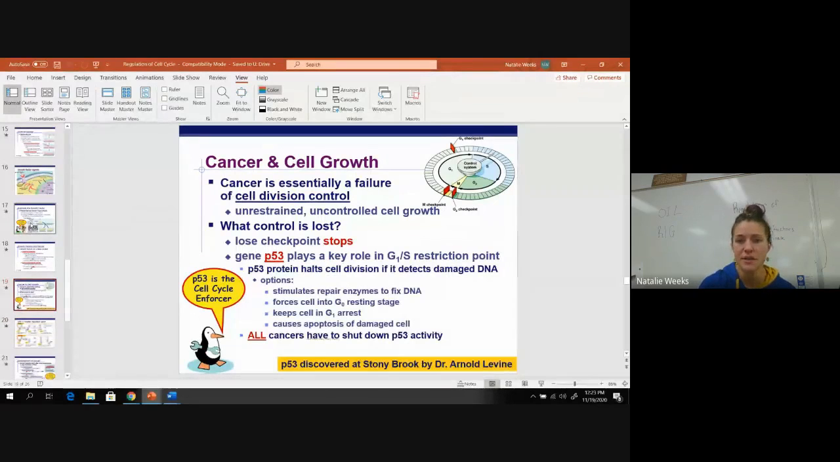When we're looking at cancer and cell growth specifically, cancer is a failure to divide controllably. So cancer is uncontrolled cell growth. We're losing checkpoints. We're not turning off cell division. We're shutting down tumor suppression. All cancers have to be able to shut down P53 activity. Every single cancer. That is the cell cycle enforcer.